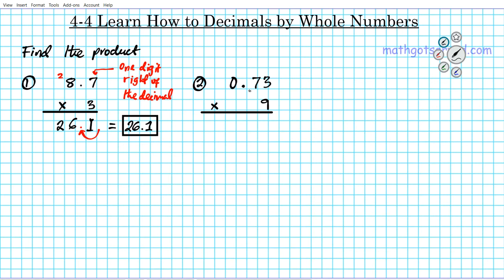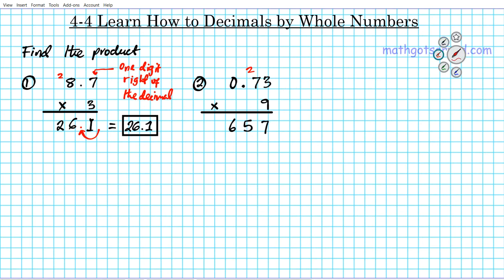Ignore the decimal point. 9 times 3 is 27. Put a 7 underneath the 9, and then you carry over 2. 9 times 7 is 63. We carried over 2, so 63 plus 2 is 65. So 657 if none of our factors were decimals, right? But our multiplier is a decimal, so we have to apply a decimal point.